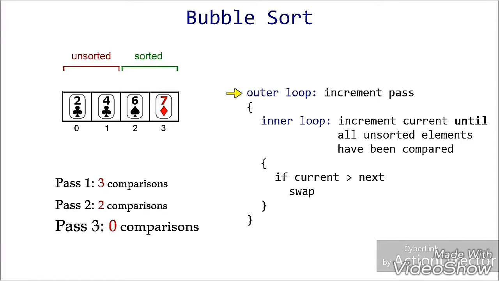Time for our third and final pass. 2 is not greater than 4, so there's no need to swap. 4 becomes part of the sorted section, leaving the 2 of clubs as our lone remaining element. However, the last remaining element will always be in its correct position.